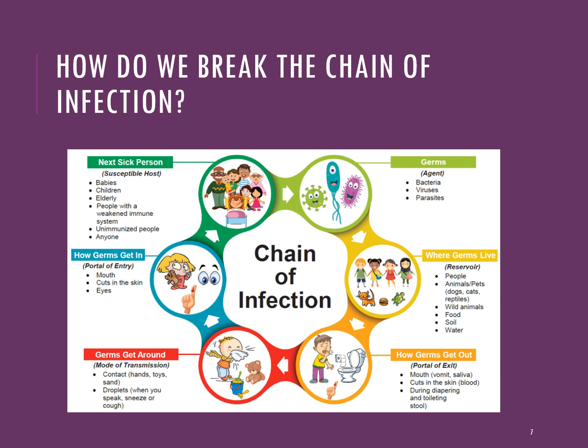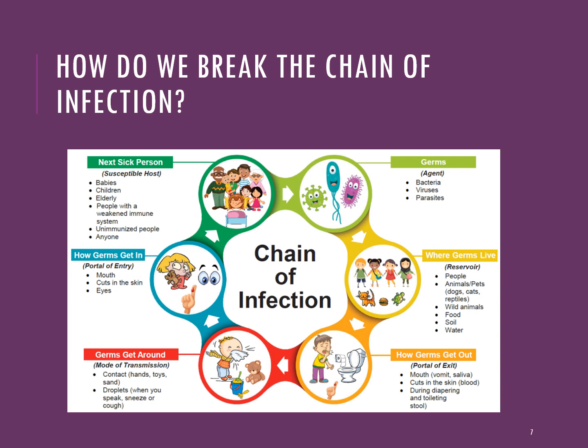Now, if we're talking about a portal of exit for a human, that could be through the mouth, through droplet contamination, such as coughing, or through the nose, such as sneezing. It could also include vomit. It can also get out through cuts in the skin. So germs can live in the blood, and if there is a cut, then they can exit the body that way. Other ways that germs can get out is during diapering and toileting, touching contaminated objects, and then touching something else.